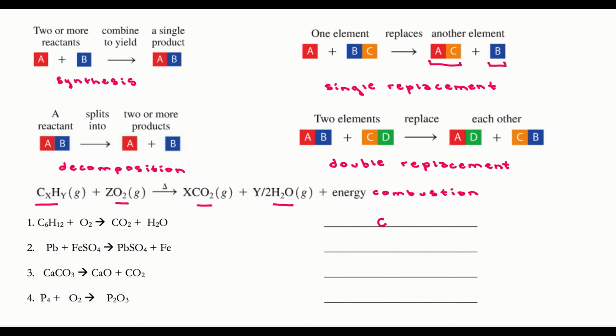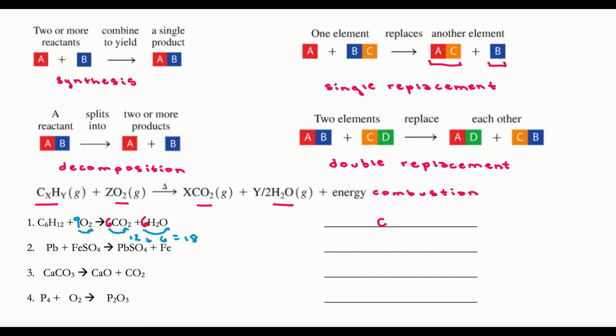So I've got 6 carbons on my reactant side, so I'm going to put a 6 in front of carbon dioxide. I've got 12 hydrogens on my reactant side, so I'm going to put a 6 in front of water. Now comes the tricky part, figuring out my oxygens. So I've got 12 oxygens from carbon dioxide, and I've got 6 oxygens from water, so that gives me a total of 18 oxygens. So how do I get 18 oxygens on my reactant side? Well, I can just put a 9 in front of oxygen, and that gives me 18, because 9 times 2 is 18.